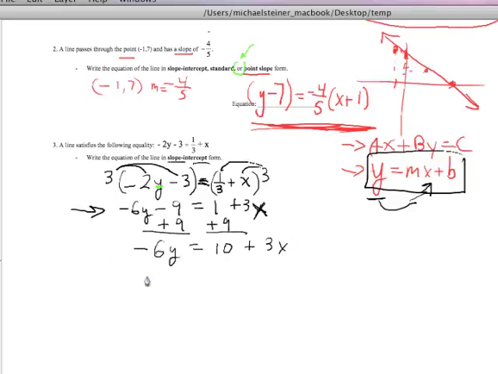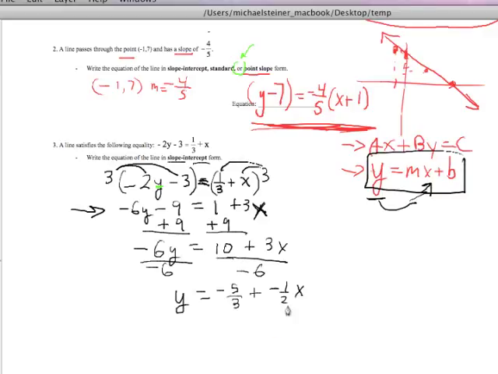Still not in this form. What if we divide both sides by -6? I'll write it like this, -6, because a lot of you divided 10 by -6 and then just left this 3x alone. So -6y over -6 is y, is equal to 10 over -6, that's -5/3, plus 3x over -6, that's -1/2 x. Don't let that x disappear.